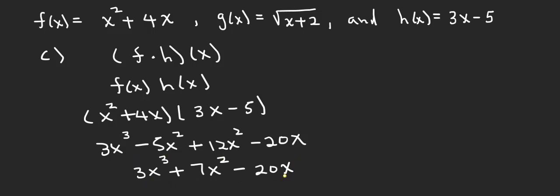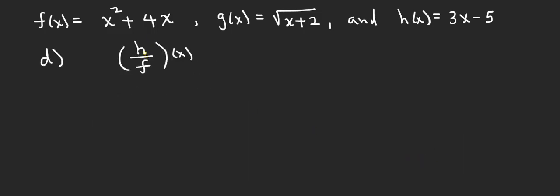Now, what will be the domain of this polynomial? Since it's a polynomial, you could put any value of x, and then you still get the y value. So the domain is negative infinity to infinity. And notice, you multiply two polynomials. So the domain of that is negative infinity to infinity. Also, this one is negative infinity to infinity. Therefore, you will get negative infinity to infinity.